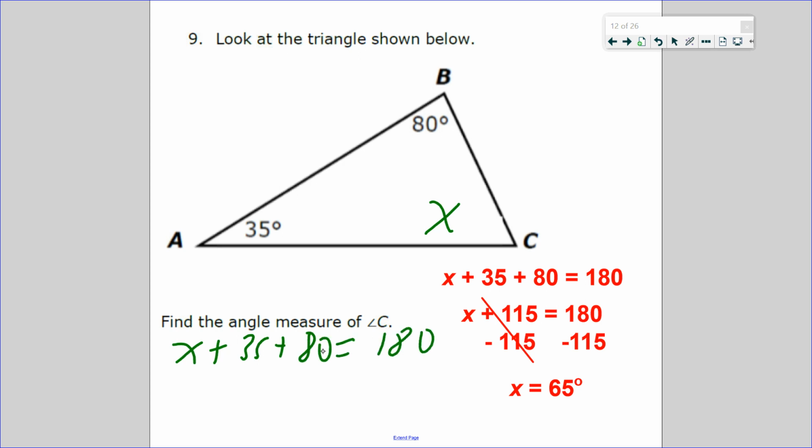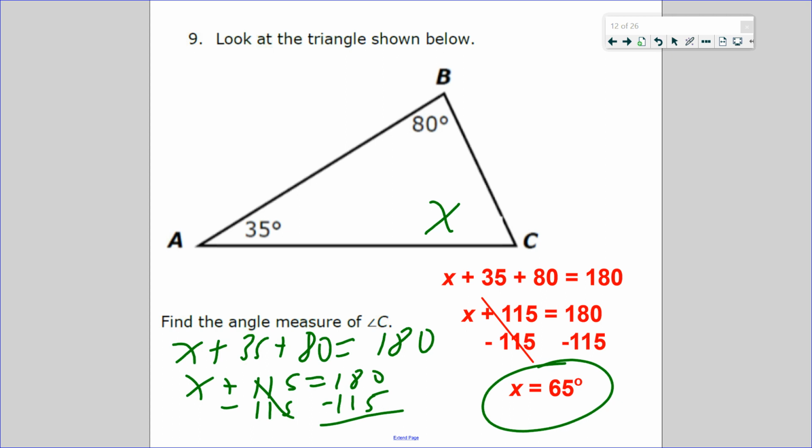180. Can I make this simpler? X plus 35 plus 80 is 115. Is this just a standard equation we've learned since the school year? Minus 115 on both sides, and that's why it is 65. Get a calculator and add up all three of these numbers. It will add up to 180 degrees.